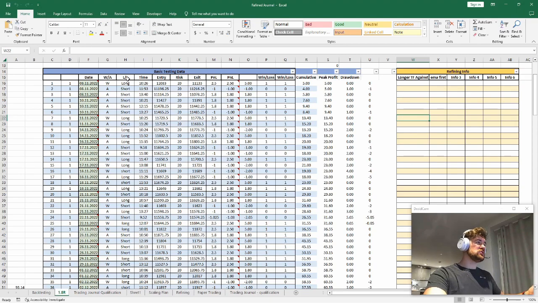What I did was essentially put in the date. I've got some other stuff here, whether it was long or short, the time, the entry, the risk, etc. And then I put in some screenshots. I'll show you how to do this real quick.